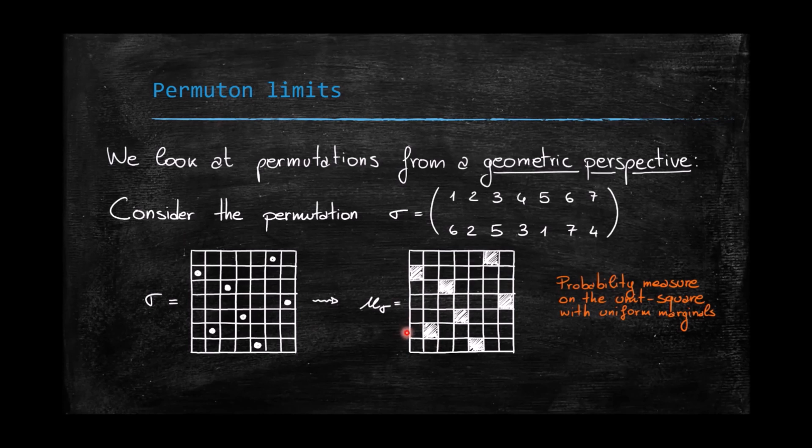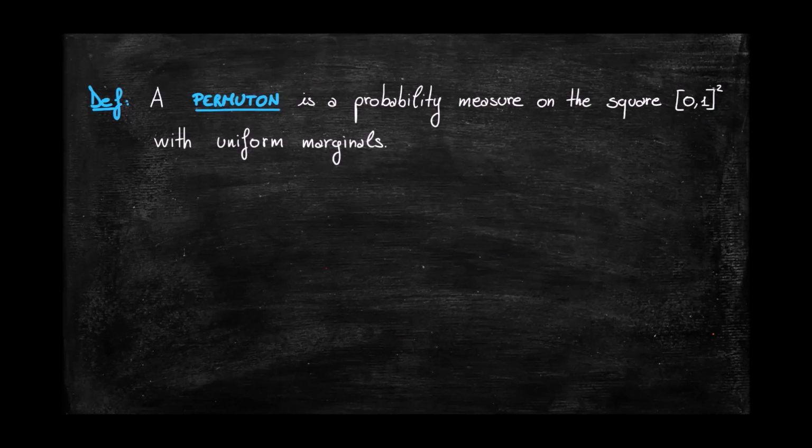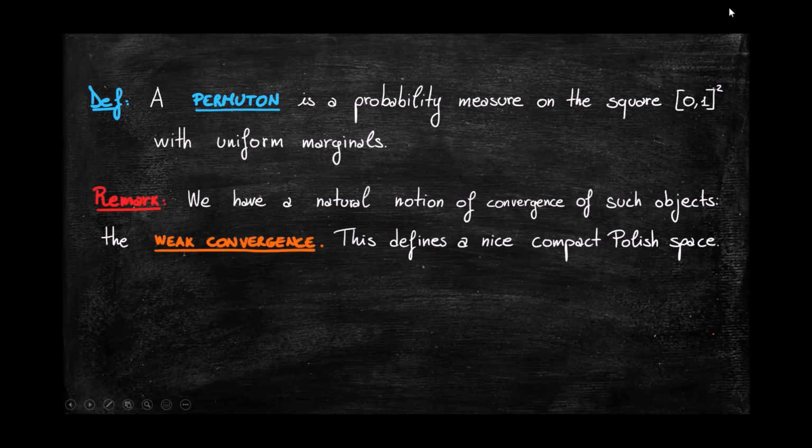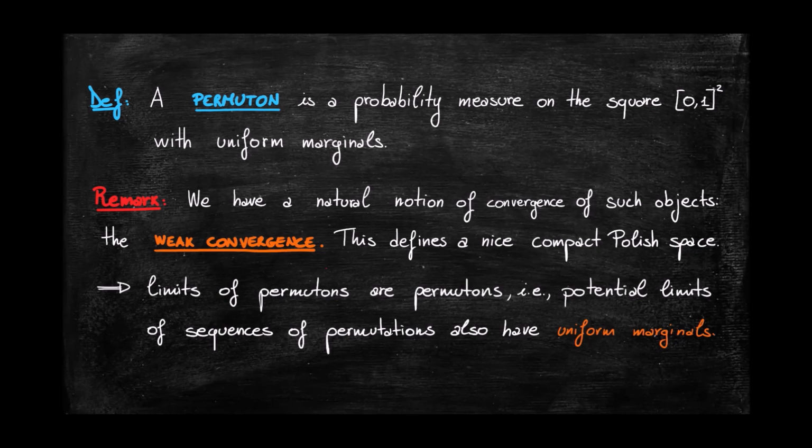In this way, what you obtain is a probability measure that has in particular the following property. The marginals are uniform. A permuton is a probability measure on the unit square with uniform marginals. And the objects that we saw before are permutons. Why do we want to have this point of view on permutation? The reason is because we want to consider limits of permutation. And on the space of permutons, we have a very natural notion of convergence, that is the weak convergence for measure. This space, endowed with the convergence of measure, defines a nice compact Polish space. And in particular, limits of permutons are still permutons, and so their potential limits have uniform marginals.